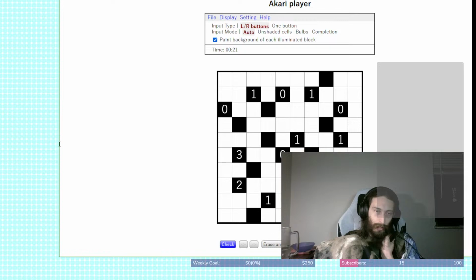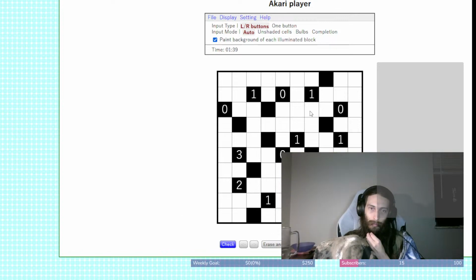So, rules. Place lights in some unshaded cells so that every unshaded cell is illuminated. Lights illuminate the cell they're in, as well as all cells seen in a straight line, horizontally or vertically, up to either the first shaded cell or the edge of the grid. Lights may not illuminate each other. A number in a shaded cell counts the lights orthogonally adjacent to that cell. Okay.